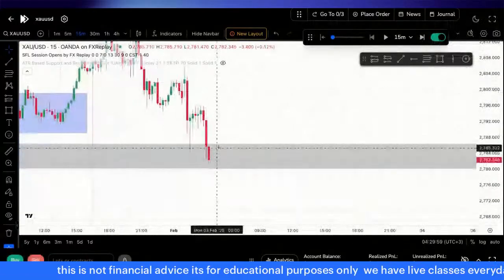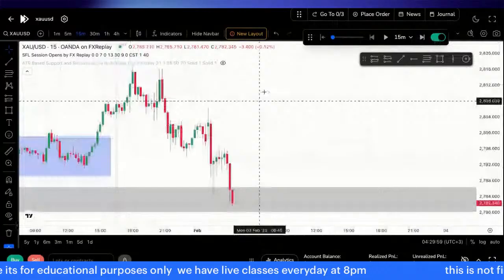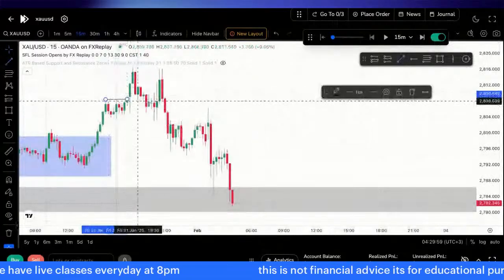Now we break more to the downside. M15 is bearish. Yeah. Why is it bearish? Because this is a move.